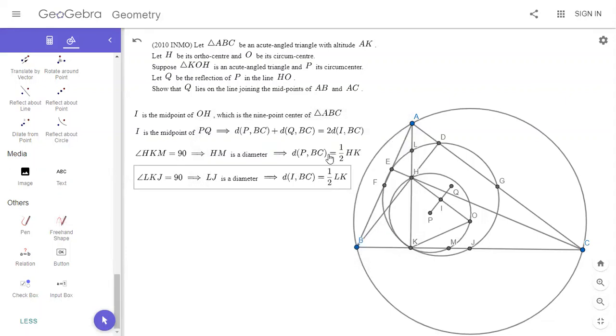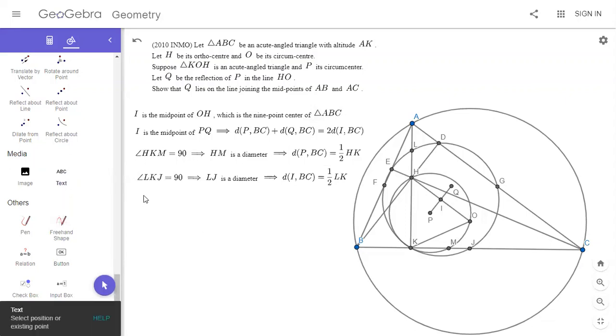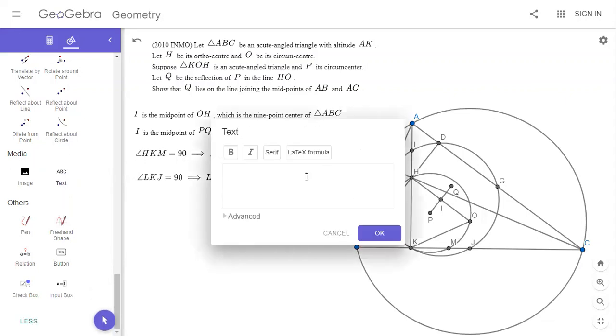So if we combine the above information, we get distance from Q to BC equal to twice. We'll just write it like this. 2 LK minus HK.